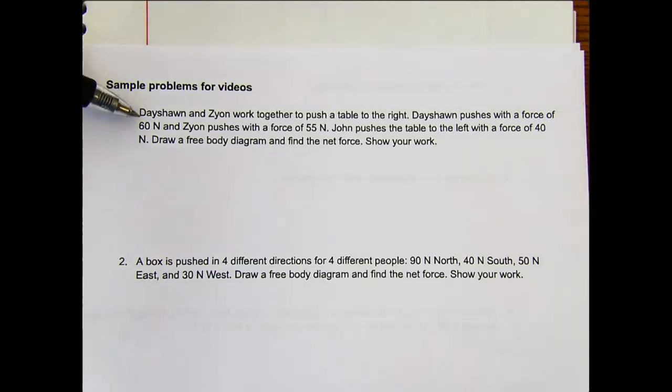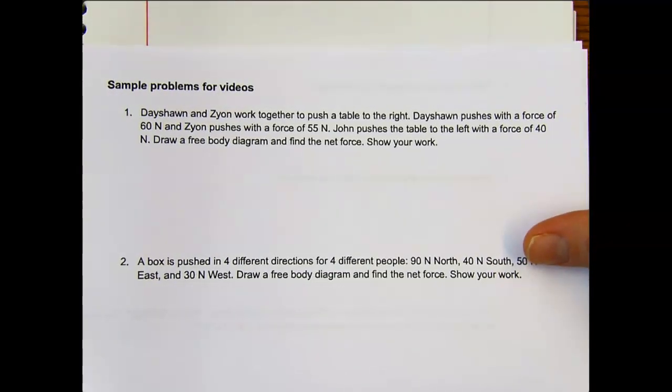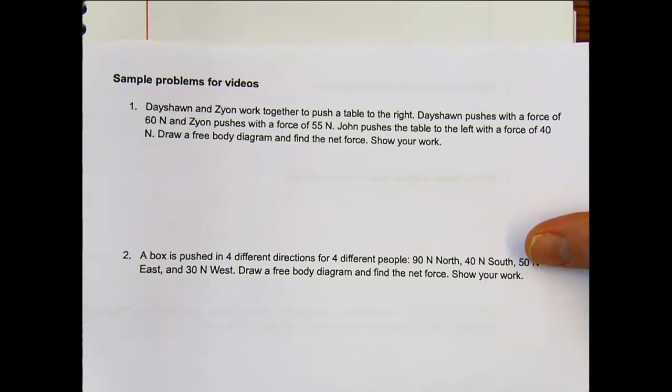We have Deshawn and Zion work together to push a table to the right. Deshawn pushes with a force of 60 newtons, and Zion pushes with a force of 55 newtons. John pushes the table to the left with a force of 40 newtons. Draw a free body diagram and find the net force. Show your work. All right, so I'm going to start off by drawing a free body diagram, and then I'll try to do the calculation behind it.